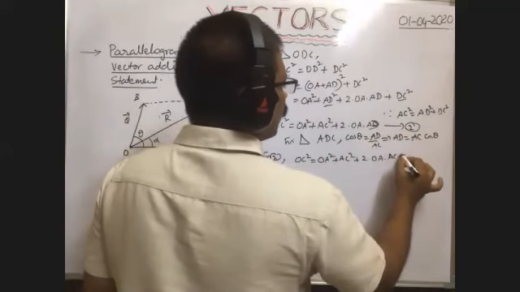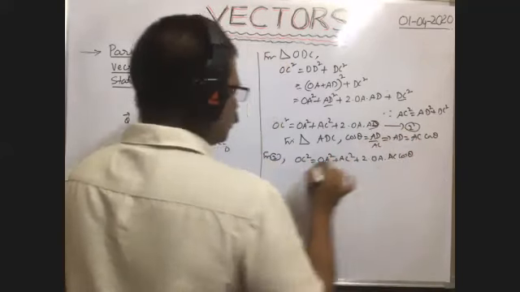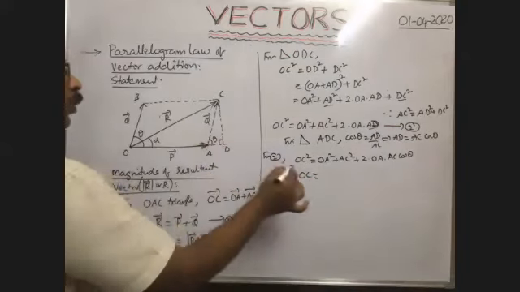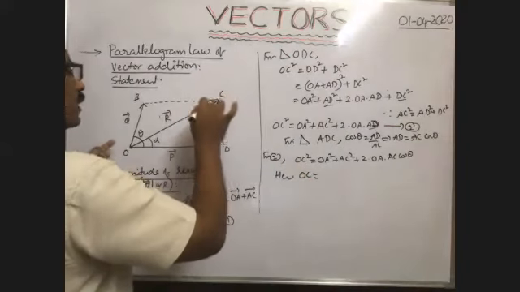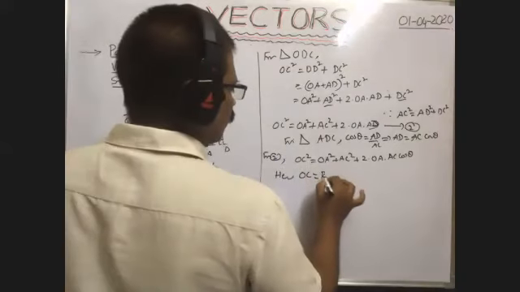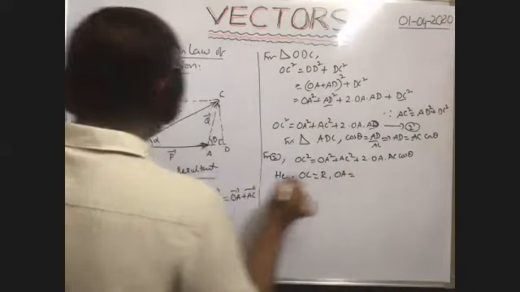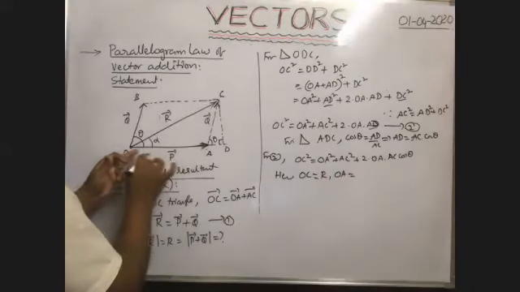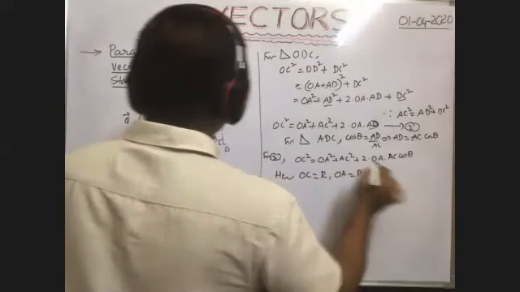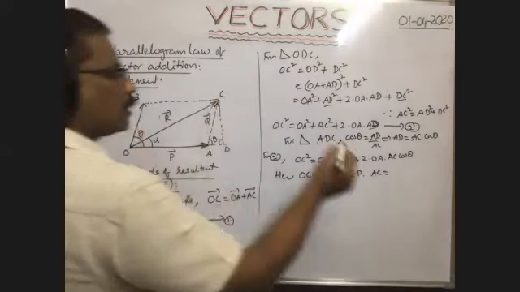AC cos theta. So everyone is known. Here OC bar means R bar, so the magnitude OC is equal to R. Similarly, OA is equal to the magnitude of P bar, which means P. AC means the magnitude of Q bar, which means Q.